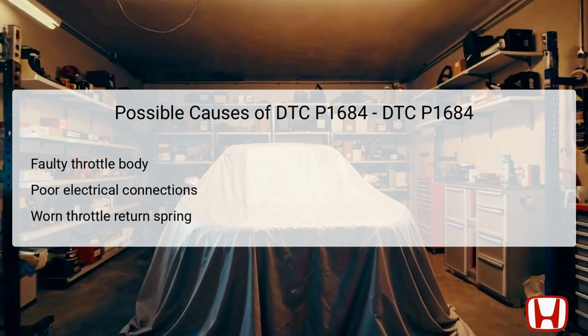Several factors can lead to the activation of DTC P1684. The faulty throttle body is one common cause, which could result from mechanical failure or carbon buildup affecting the throttle valve's motion. Poor electrical connections are another significant issue, as loose or corroded terminals at either the throttle body or the ECM/PCM can disrupt signals necessary for proper throttle operation.